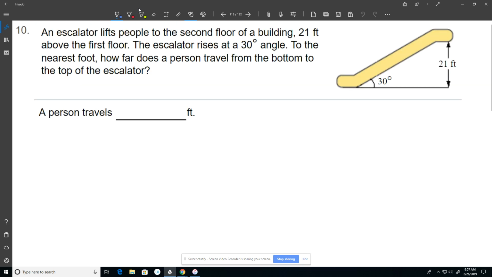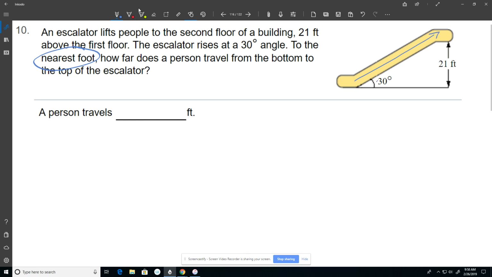Number 10, an escalator lifts people to the second floor of a building. It gives you a story problem, it draws the picture for you, which is kind of nice. The escalator goes up at 30 degrees to the nearest foot. So it wants us to round to the nearest foot. How far does a person travel from the bottom to the top? So it wants this distance of the triangle right here.